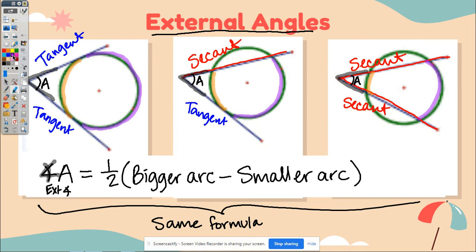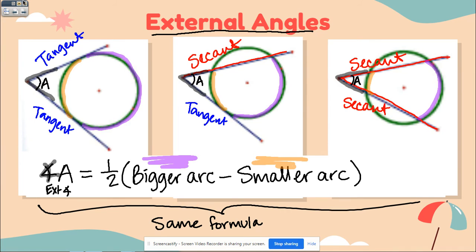So what I'm trying to say is that, for example, this arc over here has nothing to do with the formula because it's not within the two lines. It's not within the secant and the secant. So your bigger arc is what I did in purple. Your smaller arc is what I did in orange.